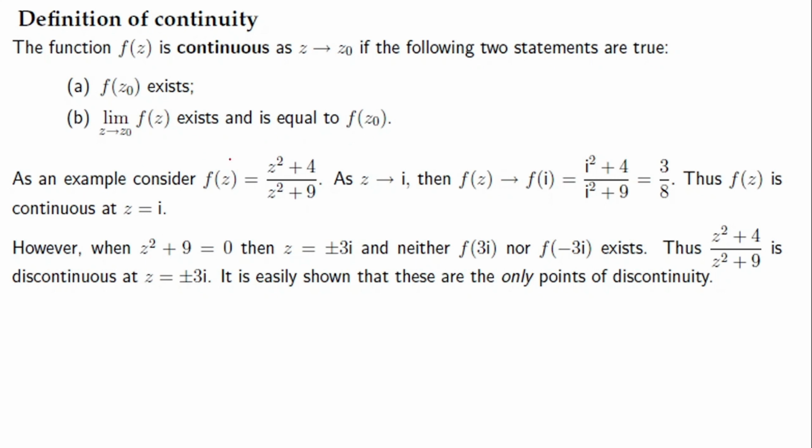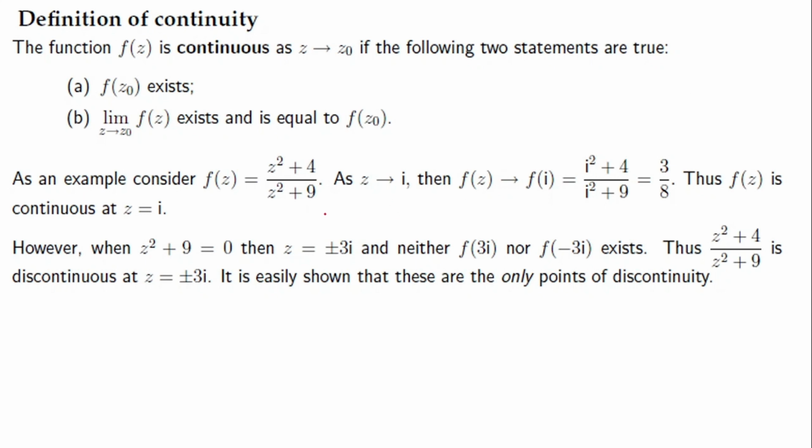For example, look at this particular example. If we consider this, and they say take the limit as z goes to i, it means that anywhere you see z, you put i. In that case, we're going to get 3 all over 8. What is the meaning of that? It means that this function is continuous at the point where z is equal to i, because at that point the limit exists.